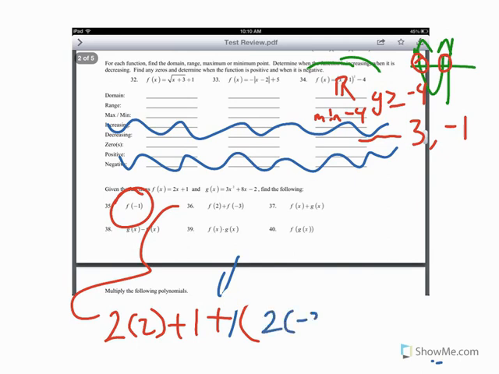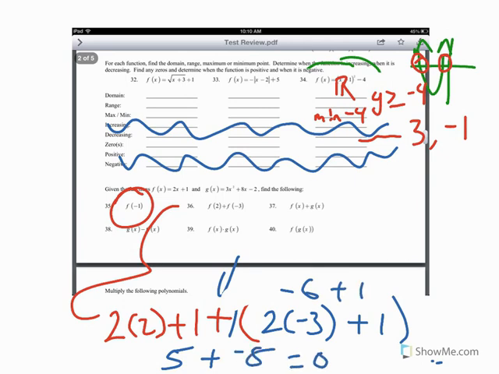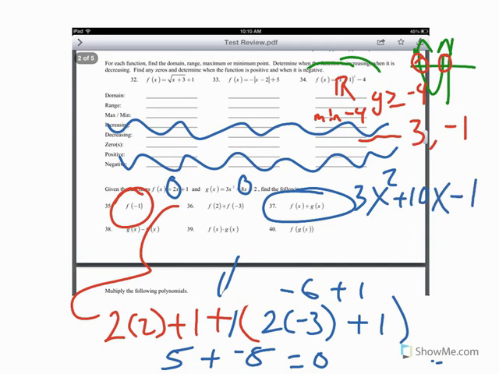So it's going to be 2 times -3 plus 1. So this is going to be 5 plus, that's -6 plus 1. So that's plus -5, which gives me 0. Adding the functions together, and it has just x, you're keeping just x. So I'm just adding f of x and g of x and combining like terms. So my like terms are 2x and 8x. So it's going to be 3x squared plus 10x minus 1. And that is it. All you're doing is adding your like terms in f of x and g of x.